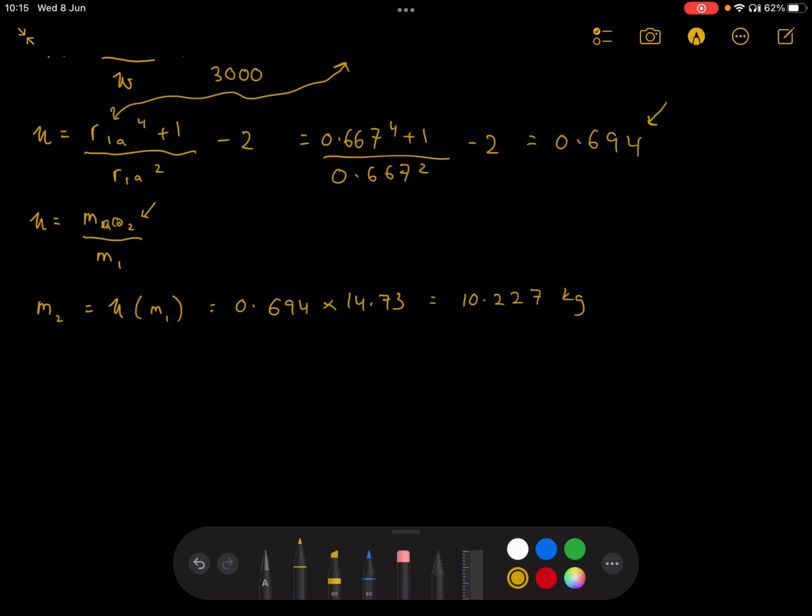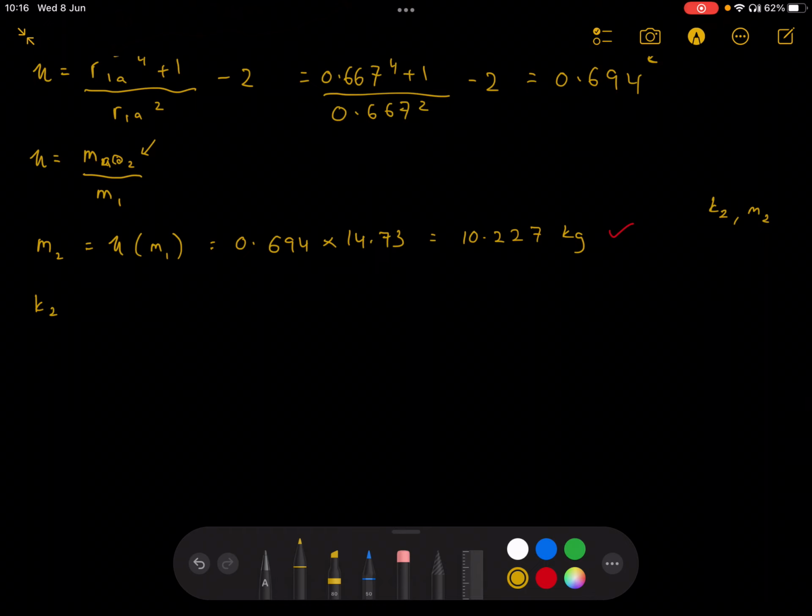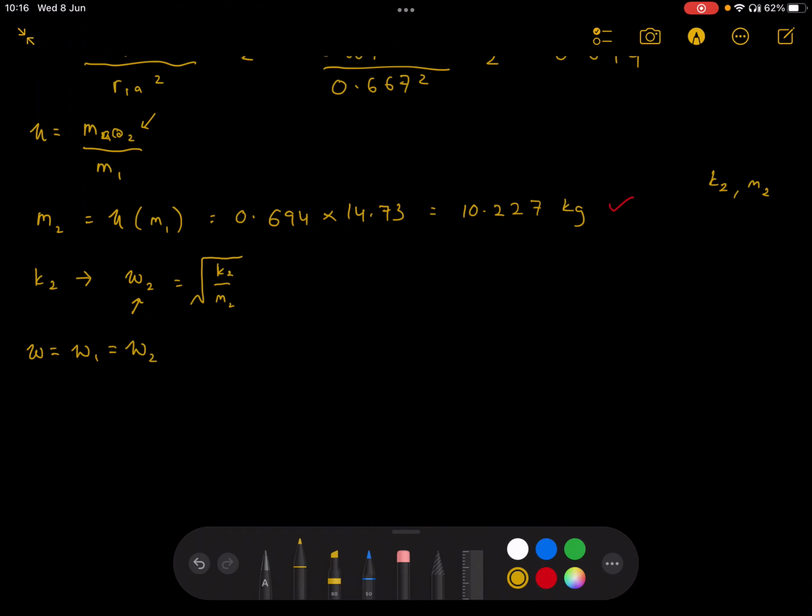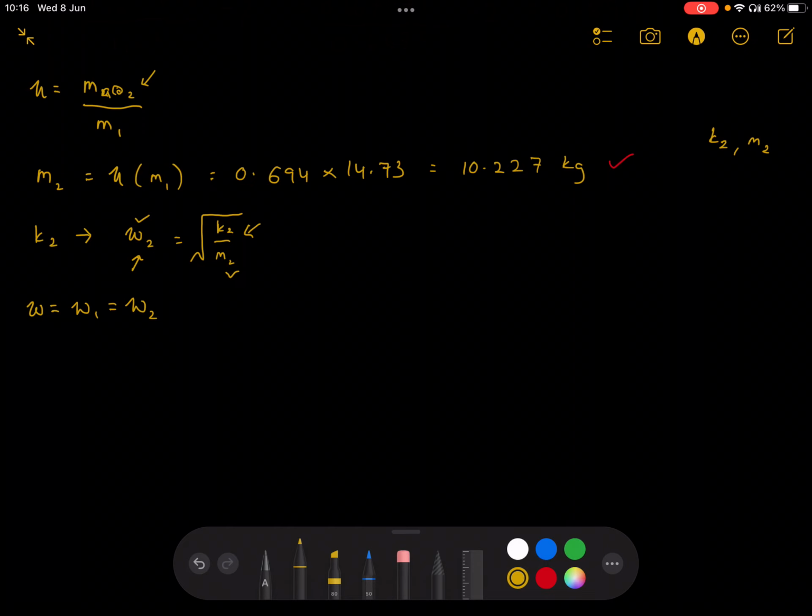Now we have already obtained mass 2. Next, we need to determine K2, because the parameters of the absorber are basically K2, the K of the absorber, and the mass of the absorber. How do we determine K2? We know that omega 2 equals the square root of K2 over M2. We have already obtained omega 2, because omega is actually omega 1 and also equals omega 2 in order to apply the concept of the absorber. We already have mass 2 and omega 2, so we can determine K2 straight away, and K2 is given as omega 2 squared multiplied with mass 2.